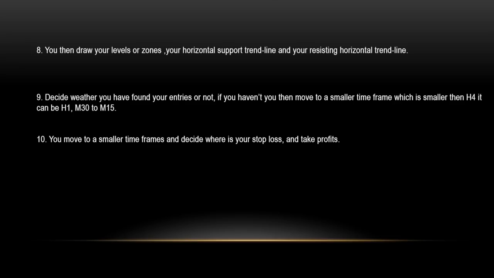Number 10, you then move to a smaller time frame to decide where your stop loss and your take profit are.